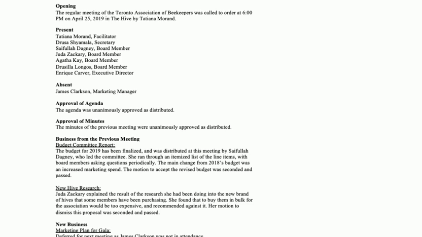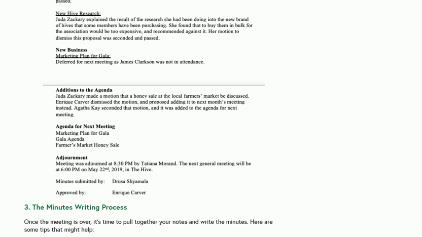In approval of agenda here, the agenda was unanimously approved as distributed. What are those agendas that were already approved in the previous meeting, and approval of minutes that has been approved in the previous meeting. All sorts of that stuff has been included in your minutes of meeting document. Then we have additions to the agenda, some key important topics, some key important agendas, some key important motions that we discuss in a particular meeting.